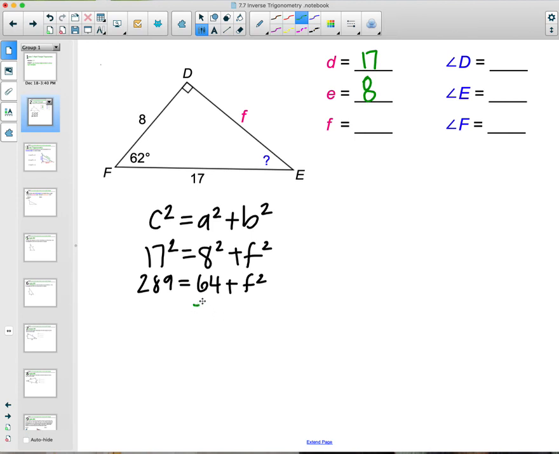Then we'll subtract 64 from both sides, and this would be 225 equals f squared. Then we can square root both sides, and the square root of 225 is 15. So we get 15 for side F.